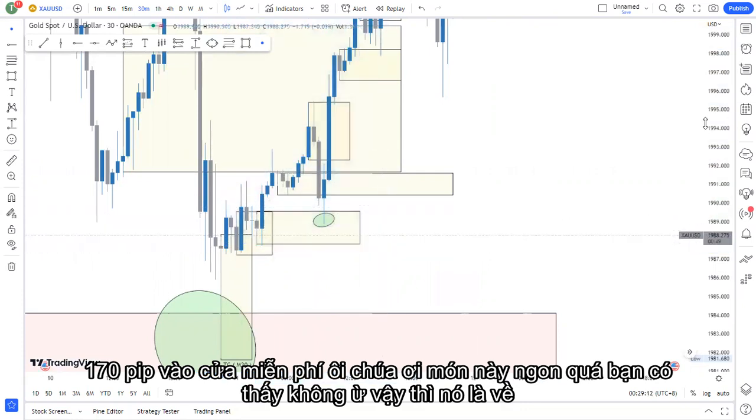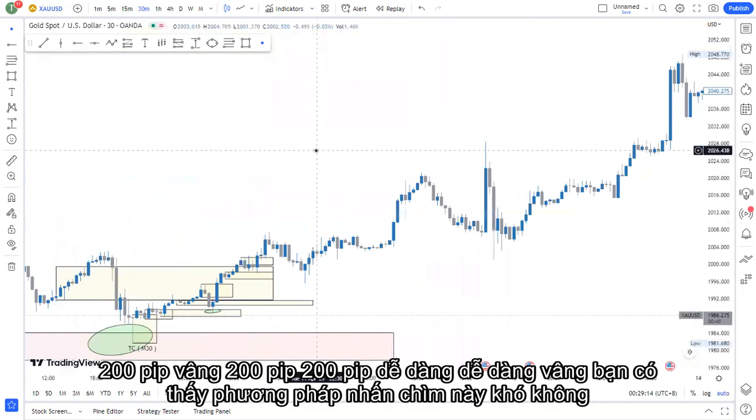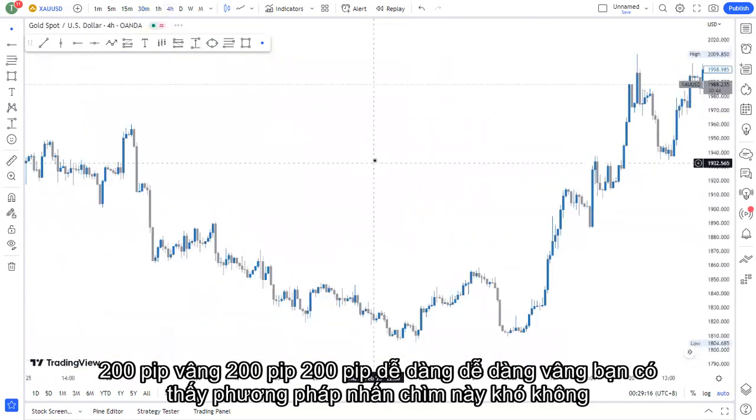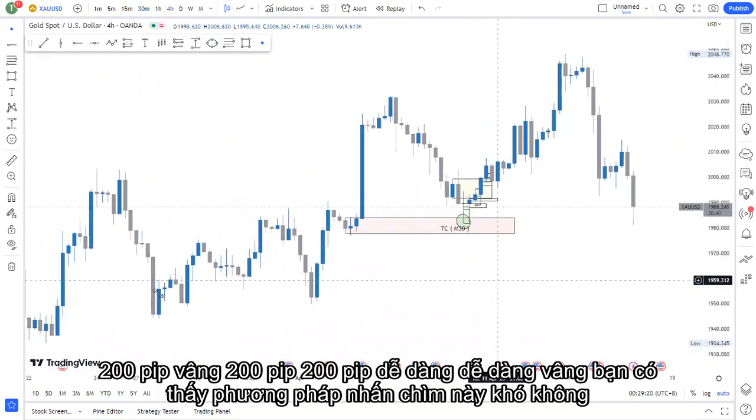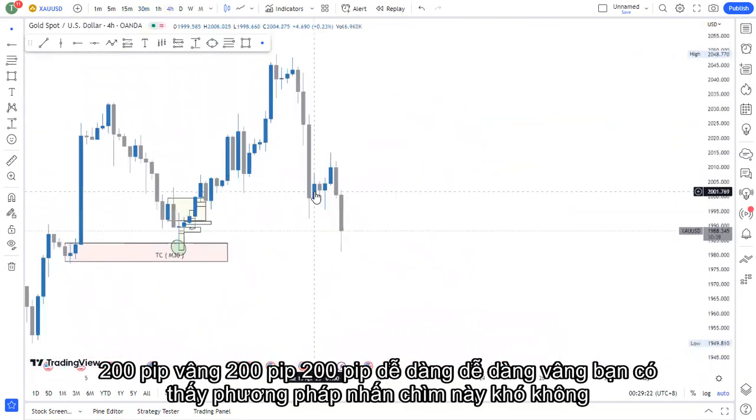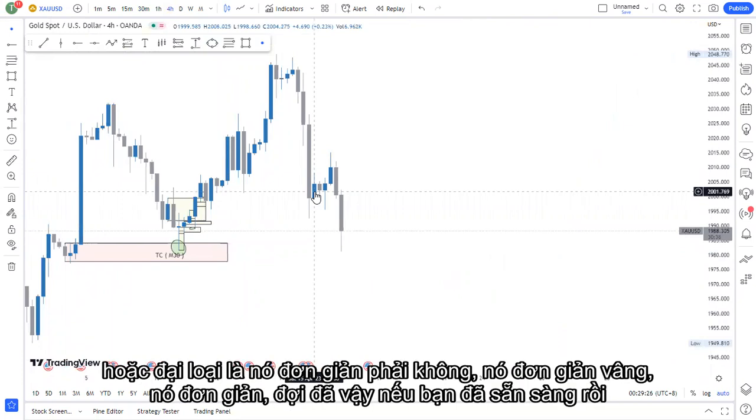Did you see it? So this is about 200 pips, correct? Yeah, 200 pips. Easy pips. So do you find this engulfing method hard or kind of advanced? No, actually, it's a lot easier. It's simple, right? Yeah, it's simple.